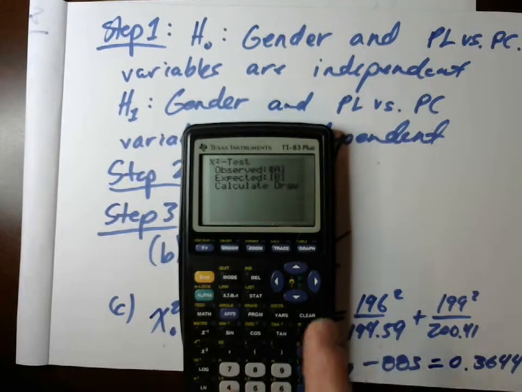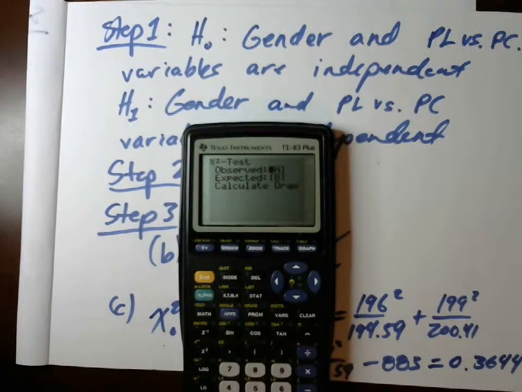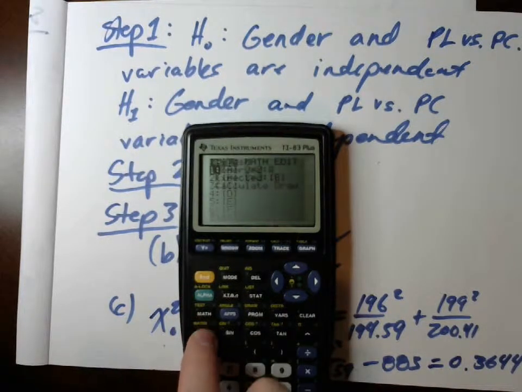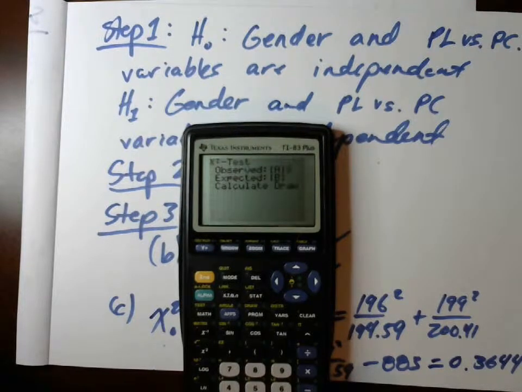Notice observed is A, but let's say you don't have A and B in there, you would want to clear it. If you wanted to put matrix A in there, you would just go over to matrix, second matrix, and hit A. Hit enter, and it'll put A in there. And we're going to go ahead and calculate. Oh, look at that. Good.